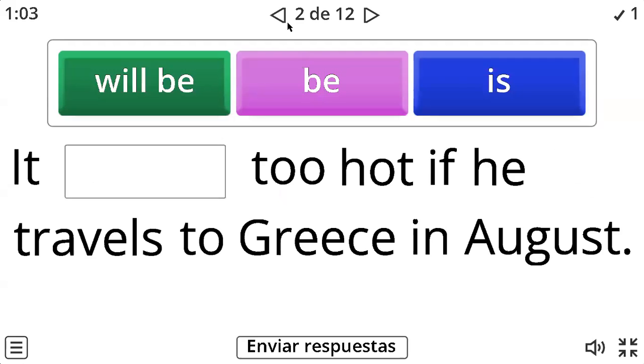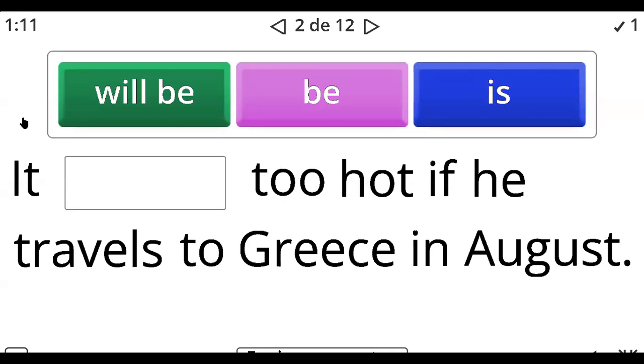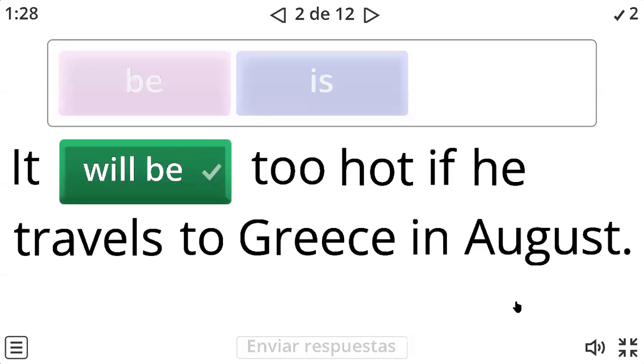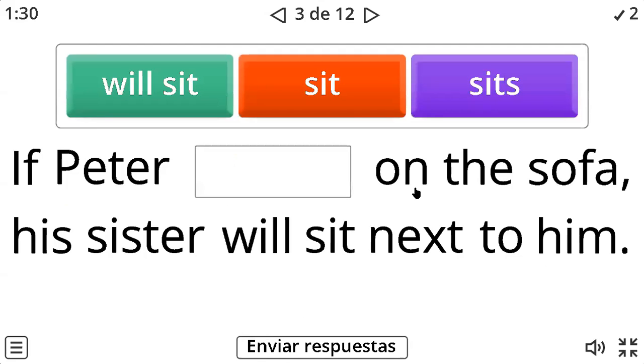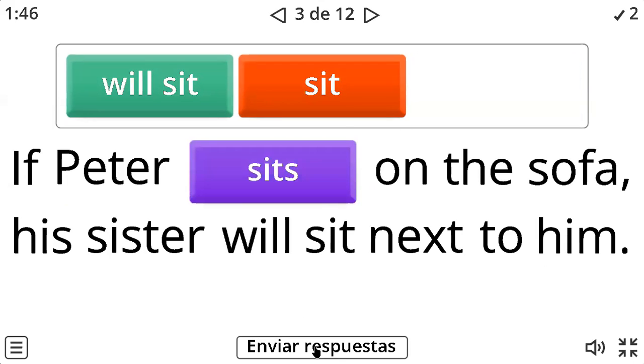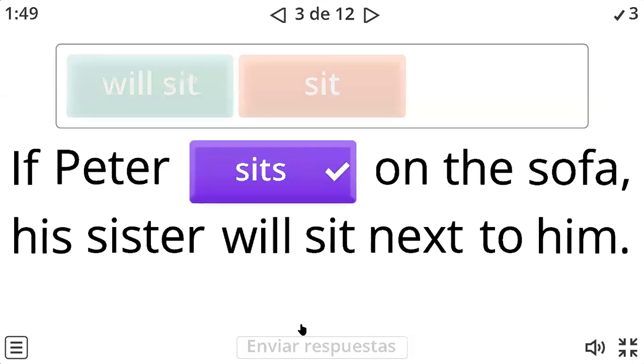Number two. Maybe Claudia. What do you think, Claudia? It would be too hot if he travels to Greece in August. Okay, so it'll be too hot if he travels to Greece in August. Good. Let's see, number three. Fernando, what do you think, Fernando? If Peter sits on the sofa, his sister will sit next to him. Mm-hmm. Okay.